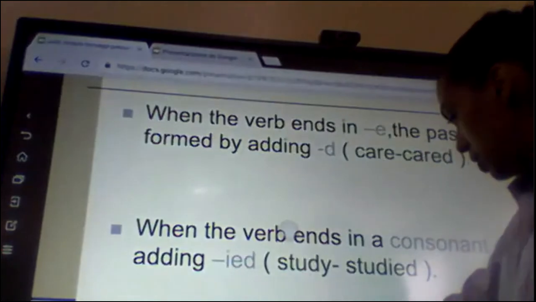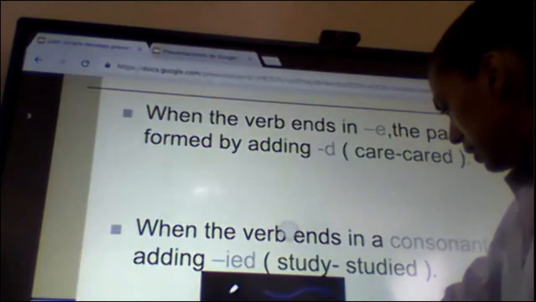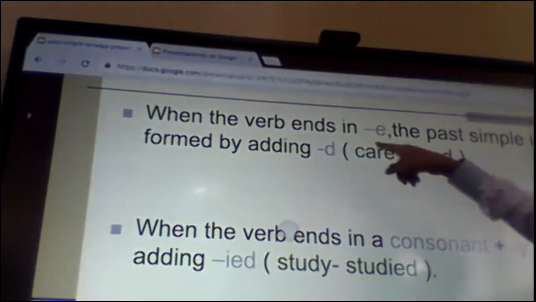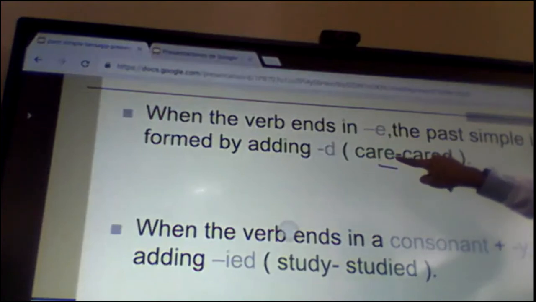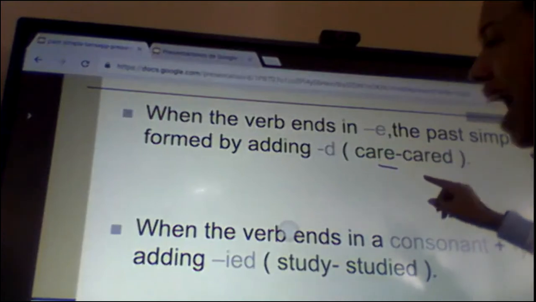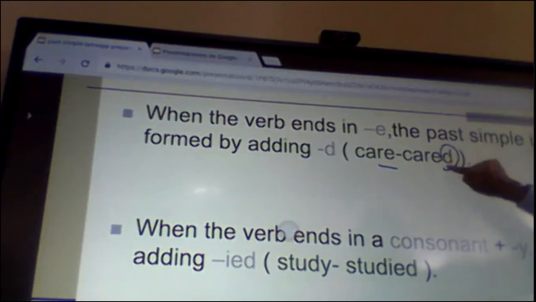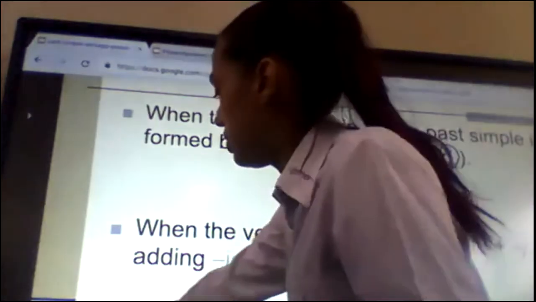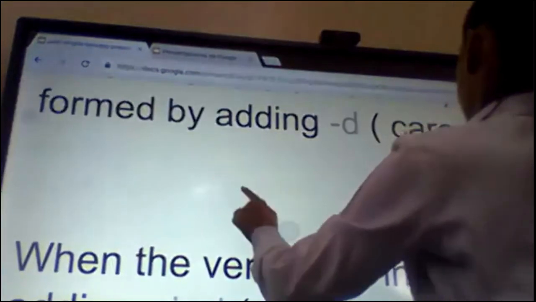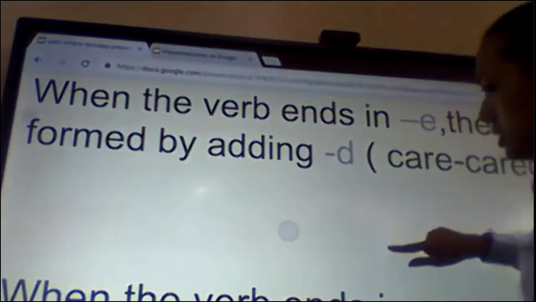Okay, let me choose another color. Yeah, that one. So "care" ends in E, so I only add the letter D, only adding D because it already finishes in E.